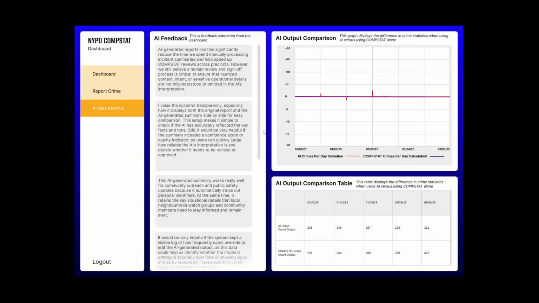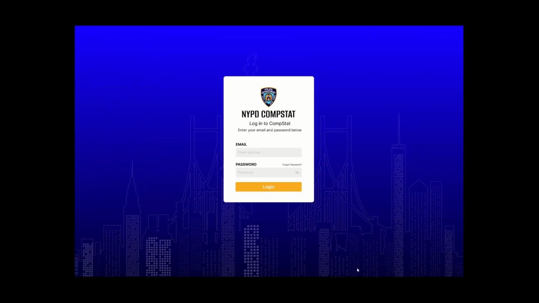Finally, this is the AI bias metrics page. Here, a police officer can look at the AI feedback based on what users have stated in the dashboard feedback panel. There is also a graph here that displays the COMPSTAT crimes per day calculation and the AI crimes per day deviation, if there's any differences, and the table below will also show those differences. Finally, the user can log out again.